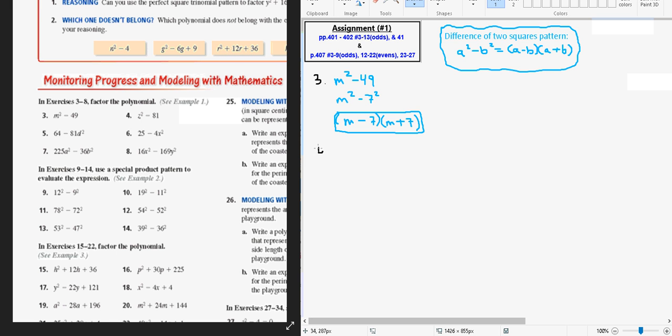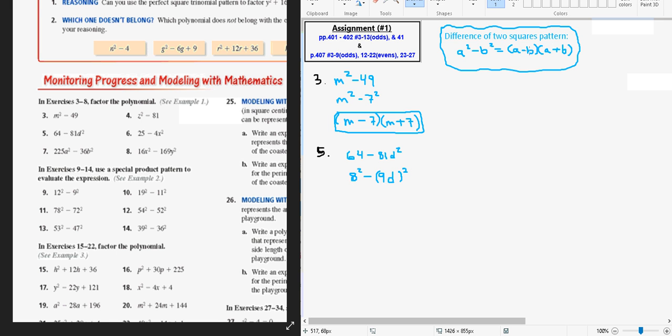All right, number 5. On number 5, again, we have the difference of two squares pattern, but it's a little bit more complex. So this one is 64 minus 81d squared. So 64, that's 8 squared. Minus 81 is 9 squared. But I'm going to write this as a quantity. It's not just 9 squared, because I've got d squared. So I'm going to say the quantity 9d squared, because that would give me 9 squared d squared, which is 81d squared. Well, now this is a squared minus b squared, where a is 8 and b is 9d.